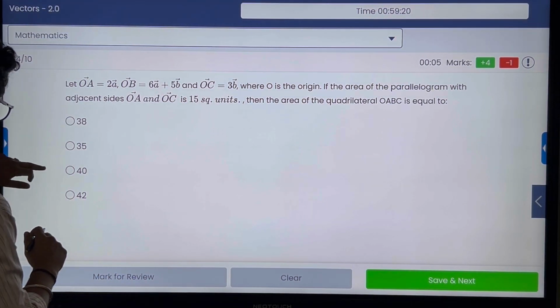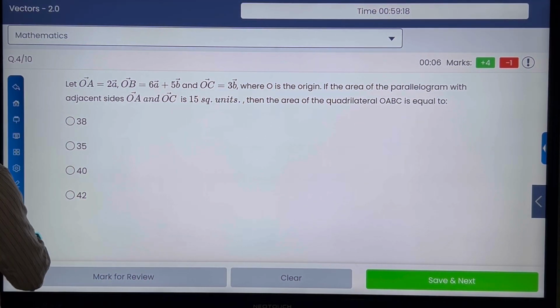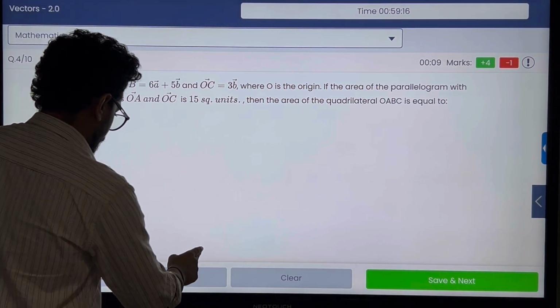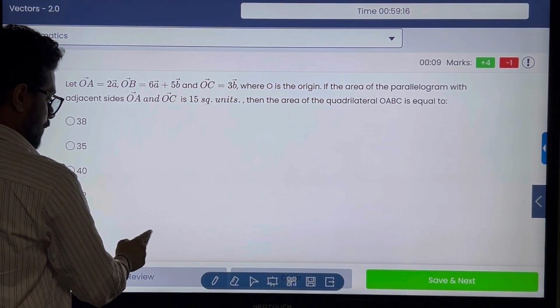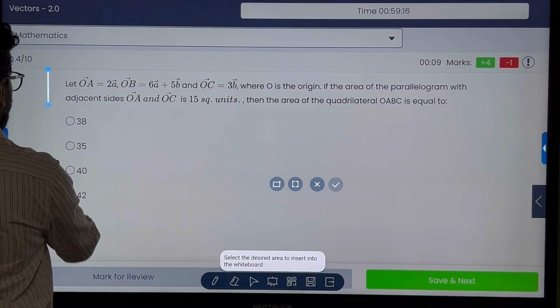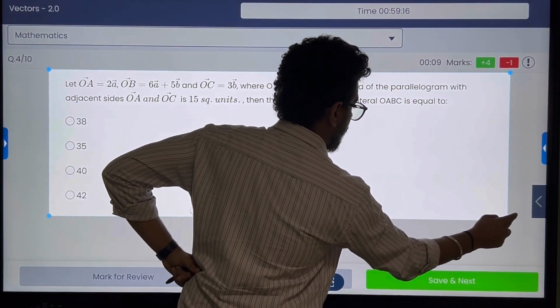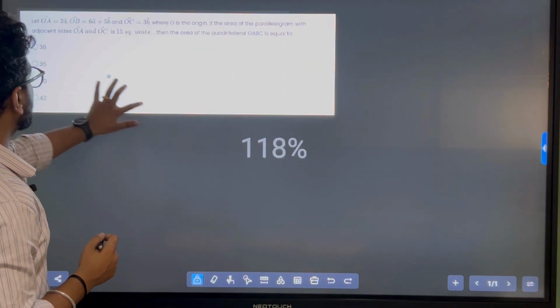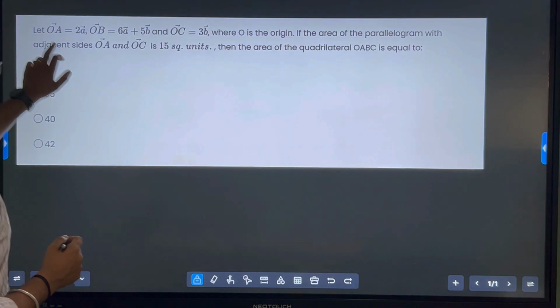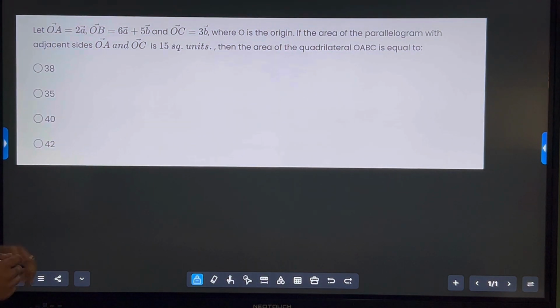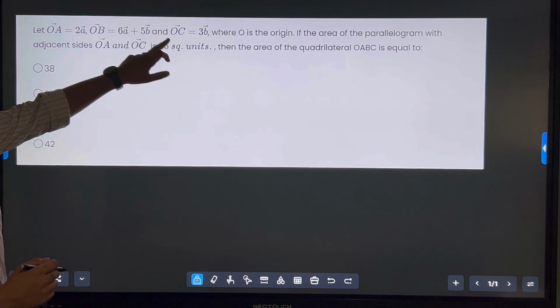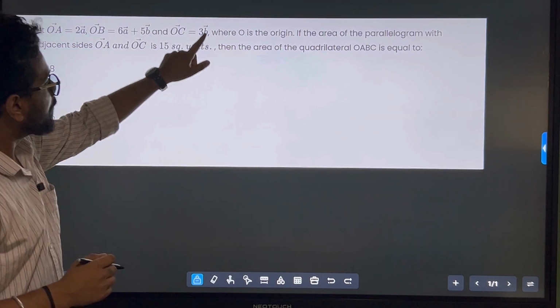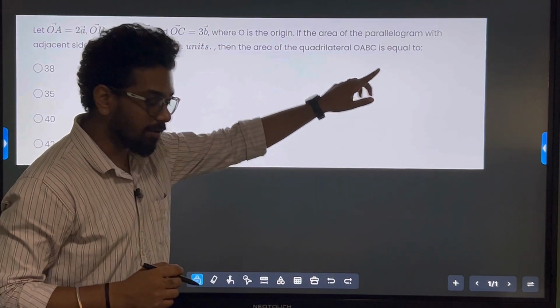Okay, so let me take the screenshot. So the question is: if OA vector is 2a vector, OB vector is 6a plus 5b, OC vector is 3b vector, where O is the origin, find the area of the parallelogram.